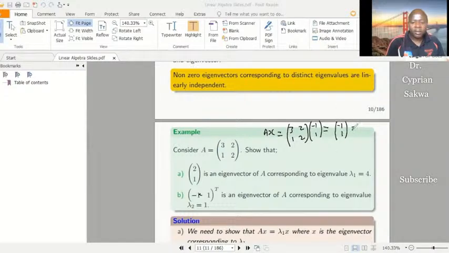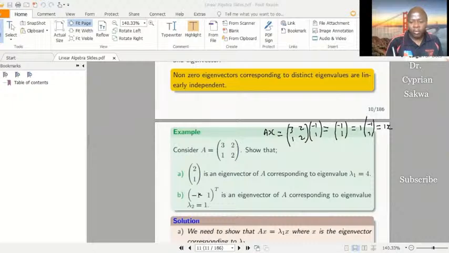And this is just the same as 1 multiplied by (-1, 1), which is the same as 1x. That means that it is true that this (-1, 1) is an eigenvector of A corresponding to lambda equals 1. So that is how we will do that.